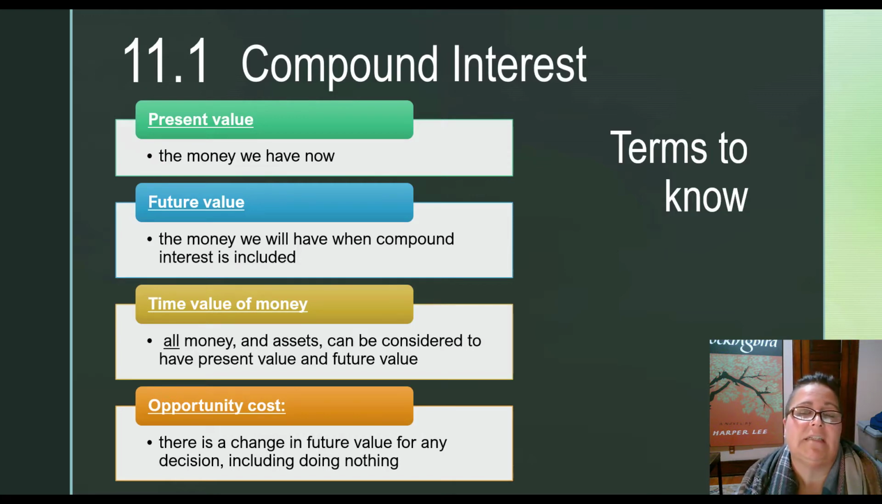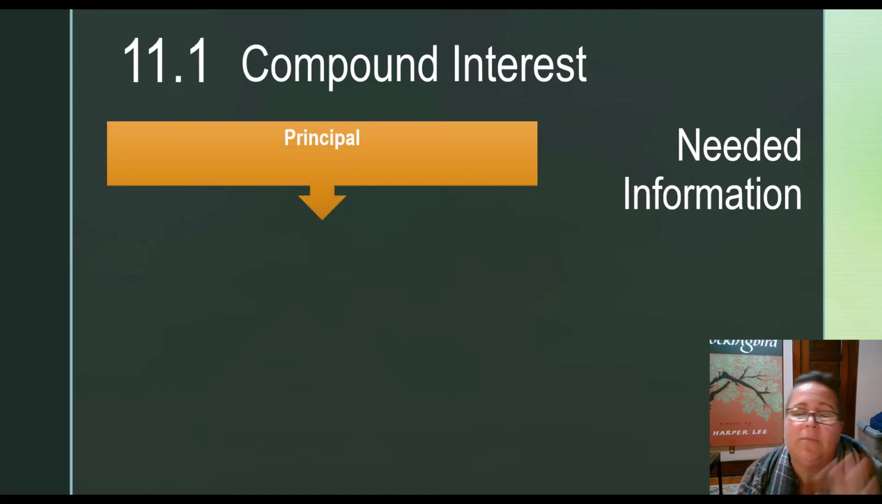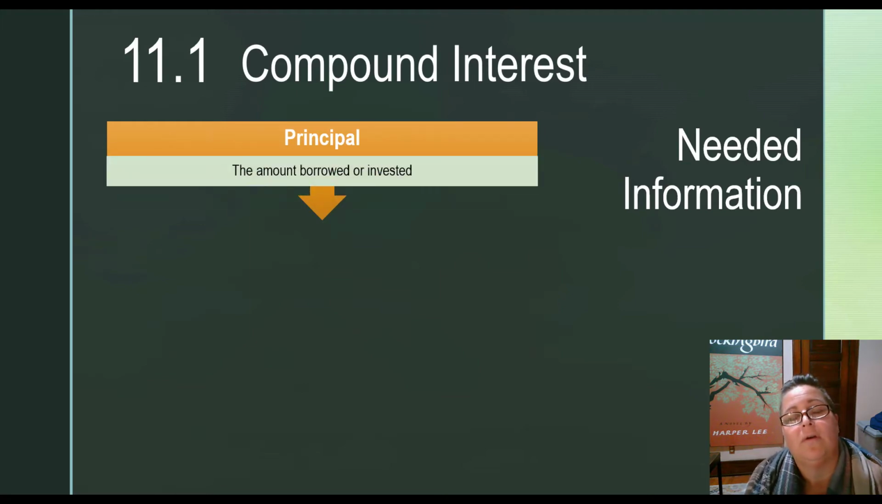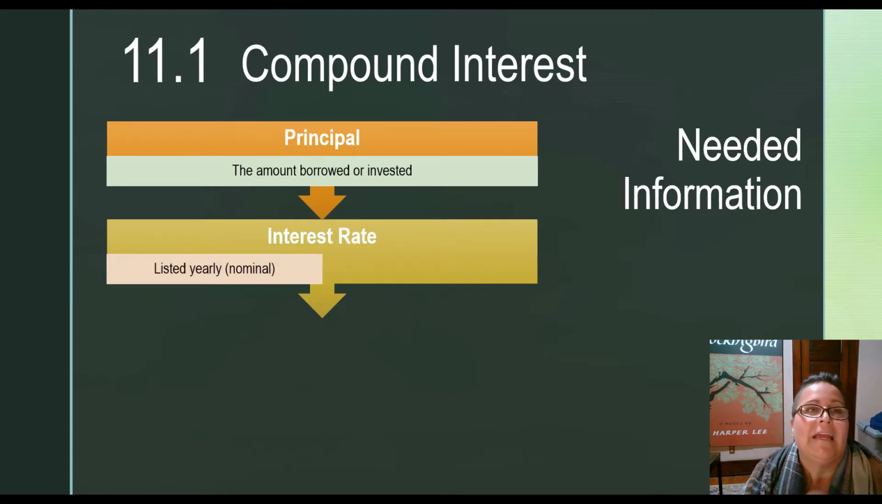As we calculate some of these values, we need to have some information. So let's be clear. The principal is the same as it was before. It is the amount of money that is borrowed or invested. The interest rate, same as before, is going to be listed yearly. In other words, we'll know it's 8% interest for the course of the year or 3% interest for the course of the year. This is known as the nominal or yearly interest rate.